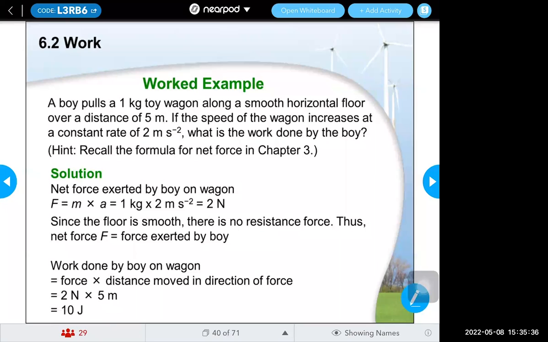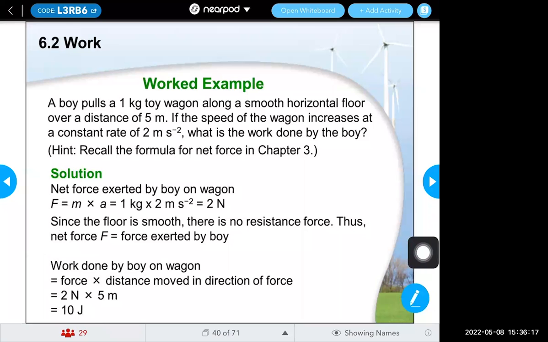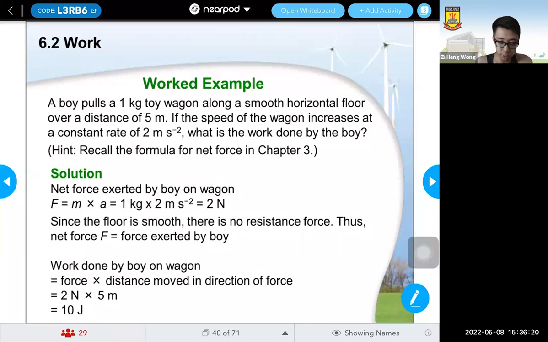Why do we need to calculate the net force? Because to find the work done, you need the force multiplied by the distance, so you need to know what the force is. To find the force, you make use of F equals ma, because you know the mass and the acceleration. And why is the net force the same as the boy's pulling force? Because it's a smooth horizontal floor, so there's no friction. The only force acting on the toy is the pulling force. So the net force, which is the resultant force, is just the same as the pulling force. Okay, so that's why you can just substitute 2 newtons here.